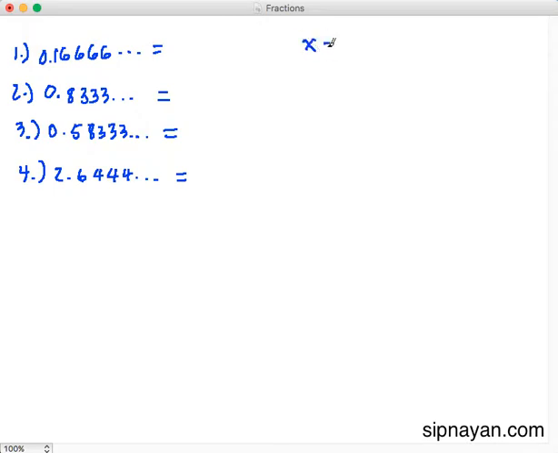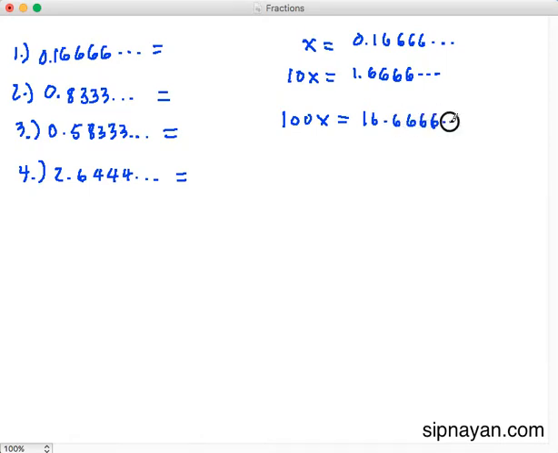So, if we have x equals 0.16666 and so on, pwede tayo mag 10x equals 1.6666 and so on. Ngayon, hindi na tayo pwede mag-subtract kasi dito may 1 siya. Pinakamaganda, gawa tayo ng another number from here na magkakaroon pa rin siya ng 0.666 sa kanyang decimal place. So, pwede nating mag-times ng 100x. 100x equals, magiging 16.6666 and so on.